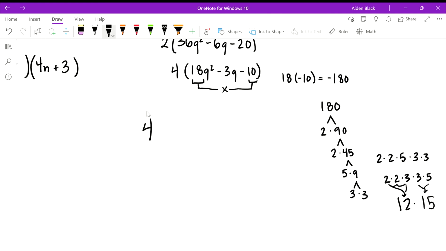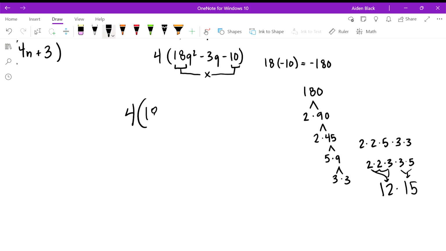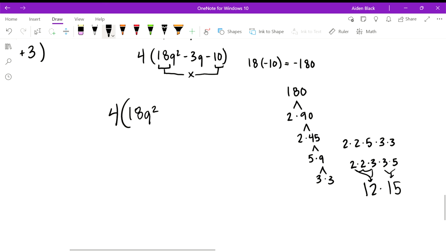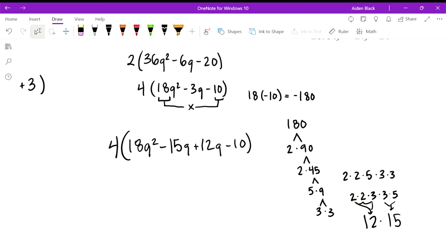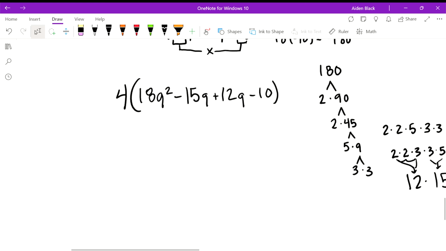So 4, just keep that on the outside. And we can say 18q squared, and it's going to be a negative 3, so we'll make our 15 a negative. Negative 15q plus 12q minus 10. Okay, so you notice these sum up to negative 3q. So we still have the same equation. We haven't meddled with it at all.